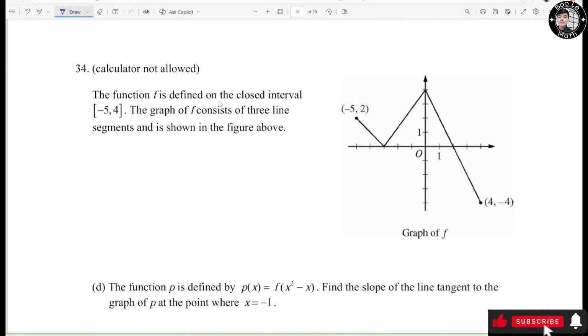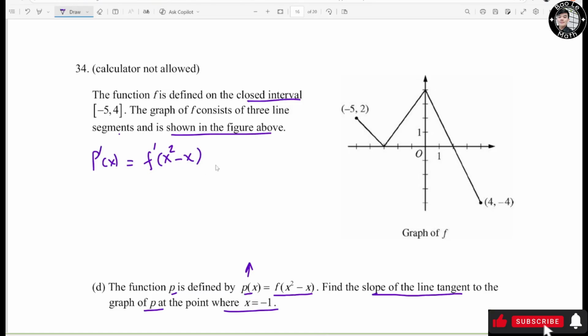Now let's move on to question 34. The function f is defined on the closed interval from negative 5 to 4. The graph of f consists of 3 line segments and is shown in the figure above. Question D. The function p is defined by p of s equals f of s squared minus s. Find the slope of the line tangent to the graph of p at the point where s equals negative 1. So we need to take the derivative of this one. We have p prime of s equals f prime of s squared minus s, and don't forget to take the derivative of the inner function, which is 2s minus 1.